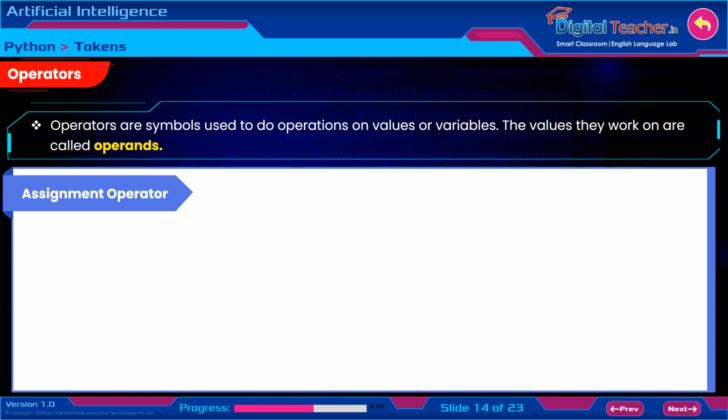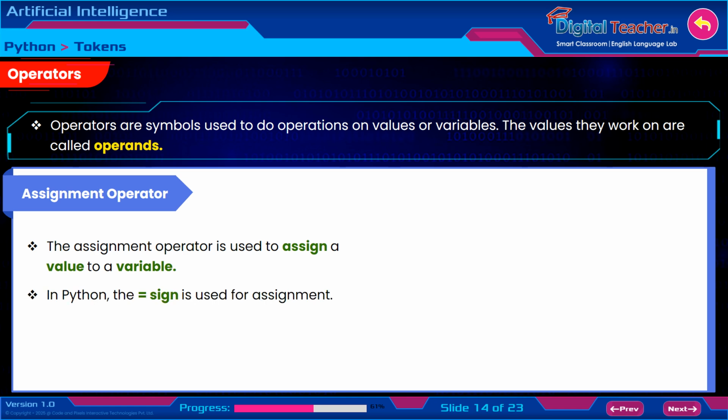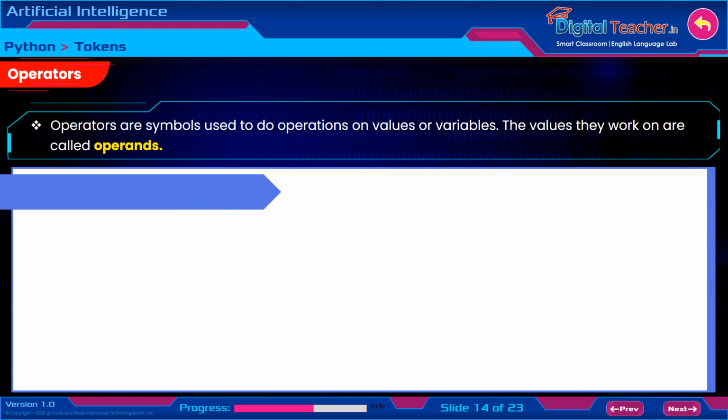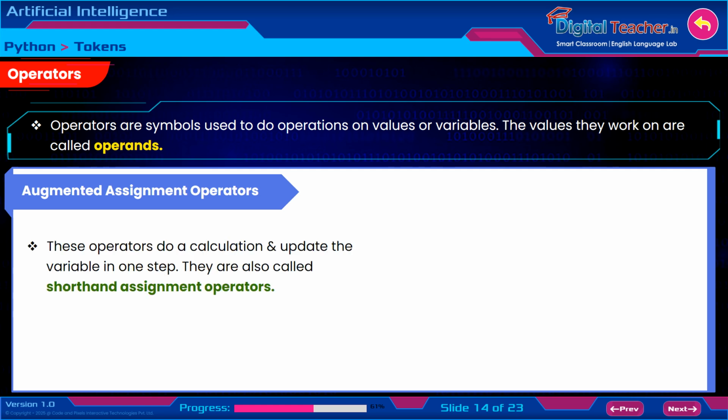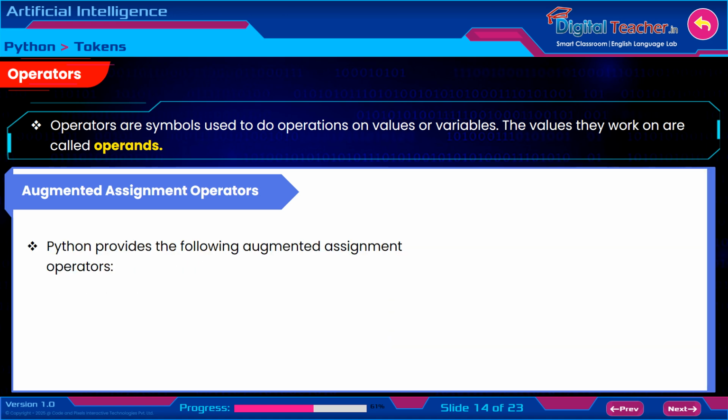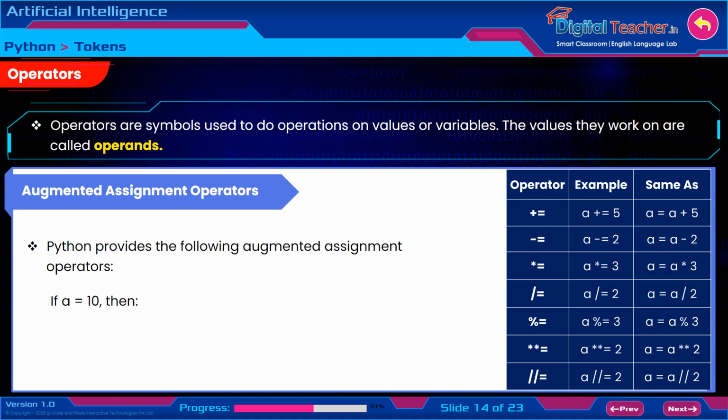Assignment operator. The assignment operator is used to assign a value to a variable. In Python, the equal sign is used for assignment. For example, augmented assignment operators. These operators do a calculation and update the variable in one step. They are also called shorthand assignment operators. For example, Python provides the following augmented assignment operators.